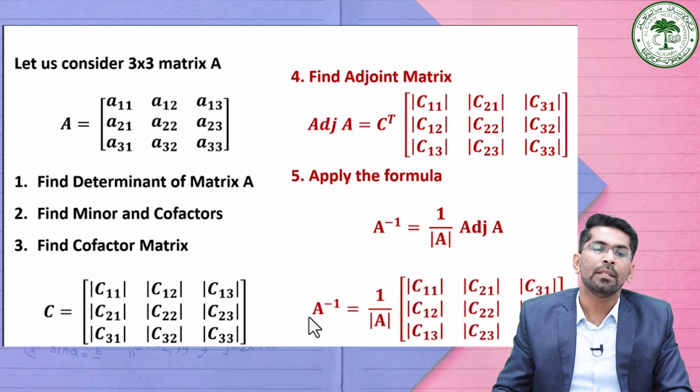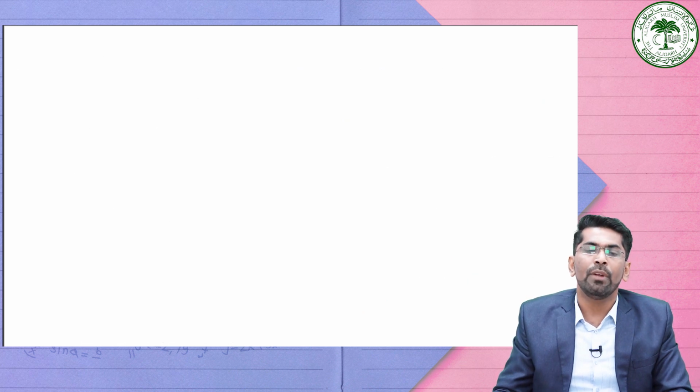So the inverse of the matrix is equal to 1 by the determinant value of A into the adjoint of A, which we have already formed here, that is C11, C21, C31, C12, C22, C32 and C13, C23 and C33. If you multiply and solve accordingly, then you will get the inverse matrix. Okay. Now let us consider some numerical example so that it will be more clear.